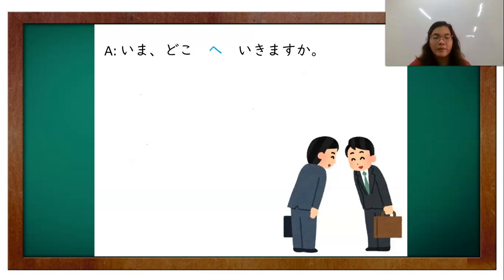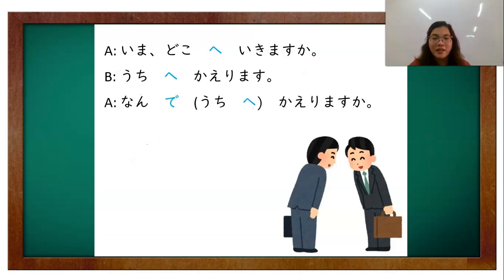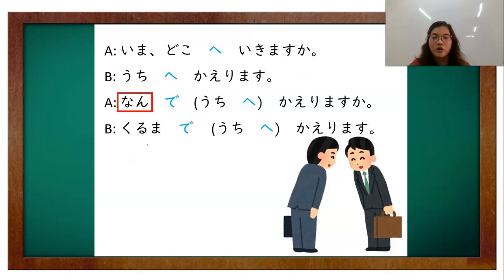Here's an example in using particle de in a conversation. Ima doko e ikimasu ka? Uchi e kaerimasu. Nande uchi e kaerimasu ka? Remember that nan here is the question. Kuruma de uchi e kaerimasu. I will go home by kuruma, or by car.